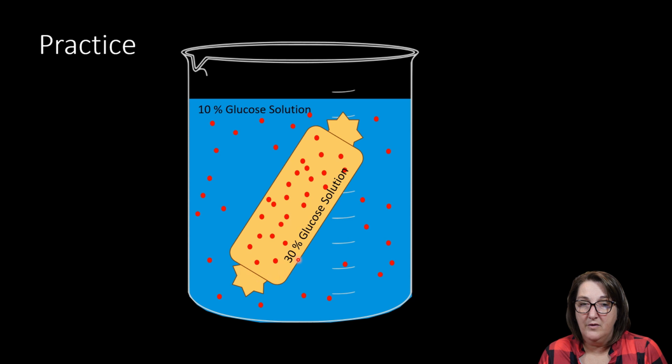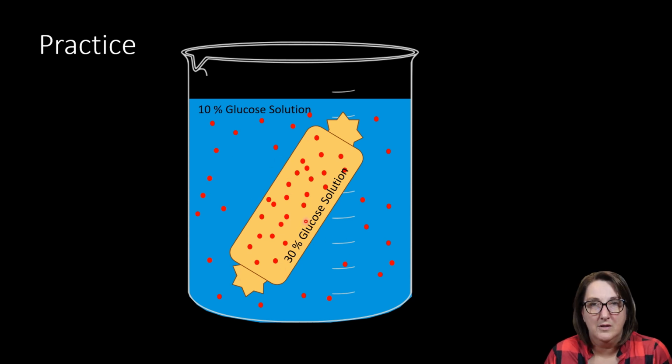So here I have 30% glucose, and here I have 10% glucose. So I have more glucose inside this bag than I do outside. So the glucose would want to try to leave this bag. In a dialysis bag, glucose can't pass it, but we're just going to pretend that it can for this moment, okay? All right, so now let's look at the water.